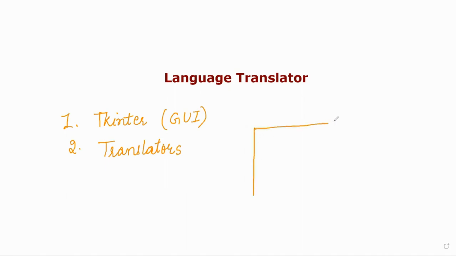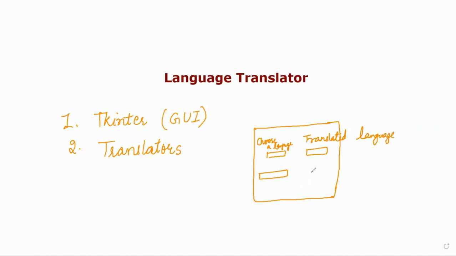Now, our interface will look like this. We are going to make a drop down for the languages. We are going to make two drop downs. First of all, we are going to choose a language in which we are going to write the text in the text box. Secondly, we are going to use the drop down for the translator language. After translation, the text will be written here.